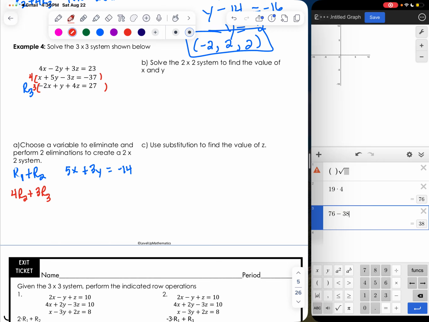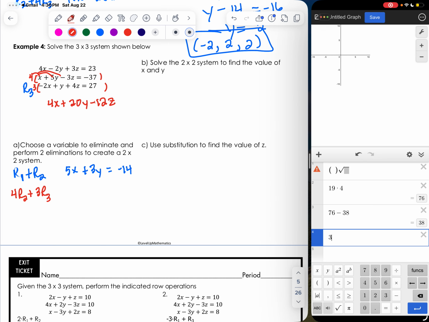All right, that's what we're doing. So let me come up here and let's write our new equations. So 4 times x would be 4x. 4 times 5y would be 20y. 4 times negative 3z would be negative 12z. And 4 times negative 37, that would be negative 148.